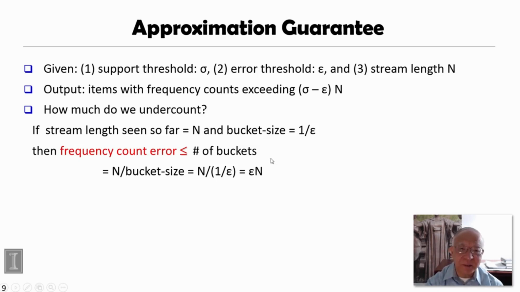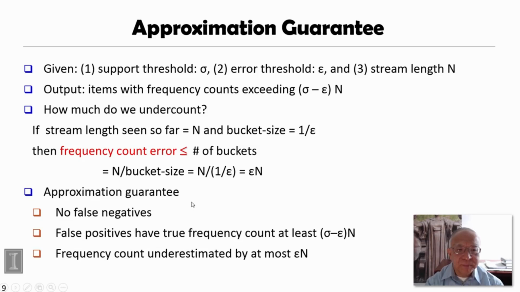But what is the number of buckets? Because you have seen n elements, and the bucket size is 1 over epsilon, n elements over bucket size is the number of buckets, which is n over 1 over epsilon. So you get epsilon times n. That means the frequency count error at most is epsilon times n. We know epsilon is pretty small, so the count error is not that big.